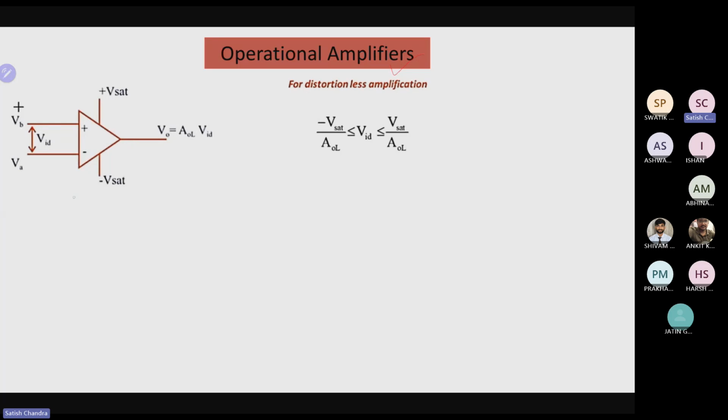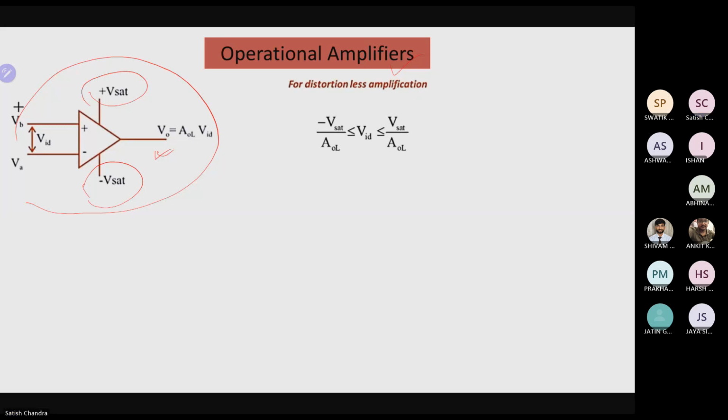Basically its structure is like that, having two inputs and an output, and its output depends on our saturation voltage, which is nothing but a supply voltage, rolling out between plus Vsat and minus Vsat. Okay, so if we want distortion-less amplification, then we should constrain our input voltage between minus Vsat by the open loop gain and Vsat by the open loop gain.